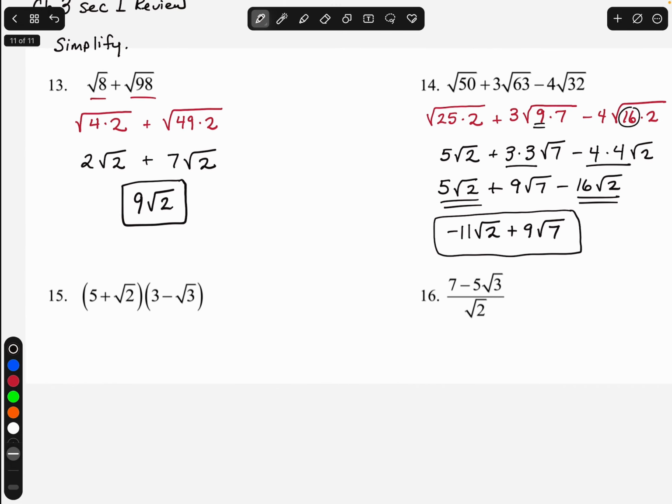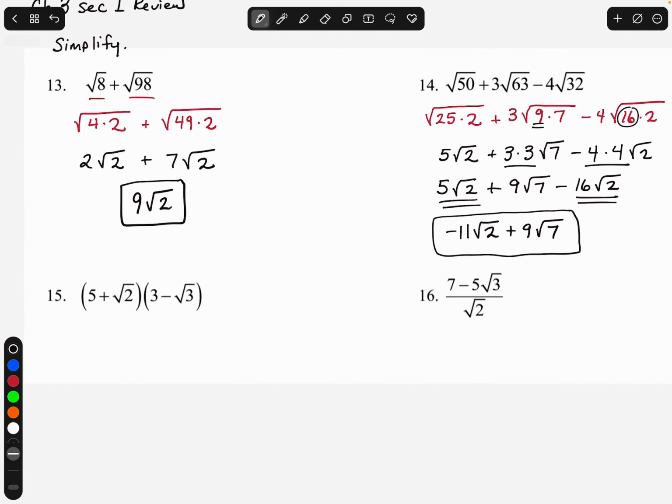All right, let's go ahead and do 15 and 16 real quick. For 15, we were doing binomial multiplication. We've got 5 plus the square root of 2 times 3 minus the square root of 3. So I'm going to go ahead and just FOIL this out. I'm going to start out here with 5 times 3, right? That's going to give me 15.